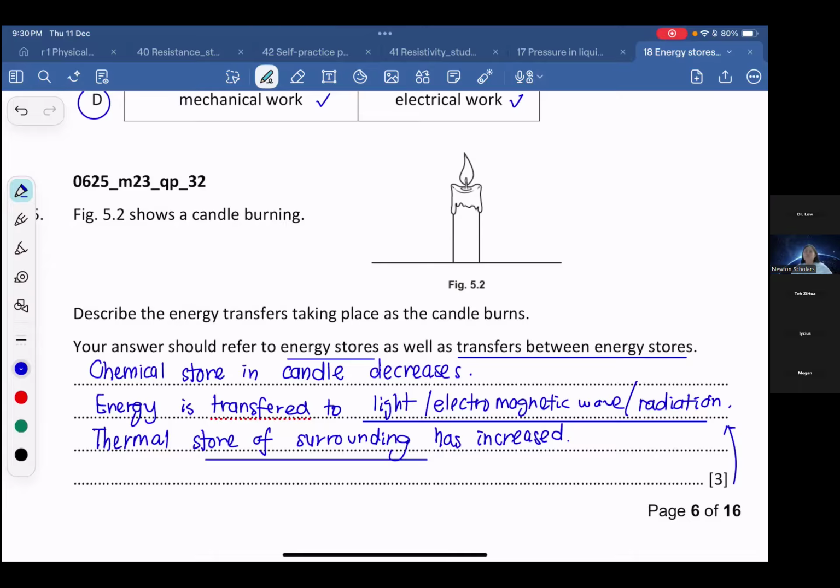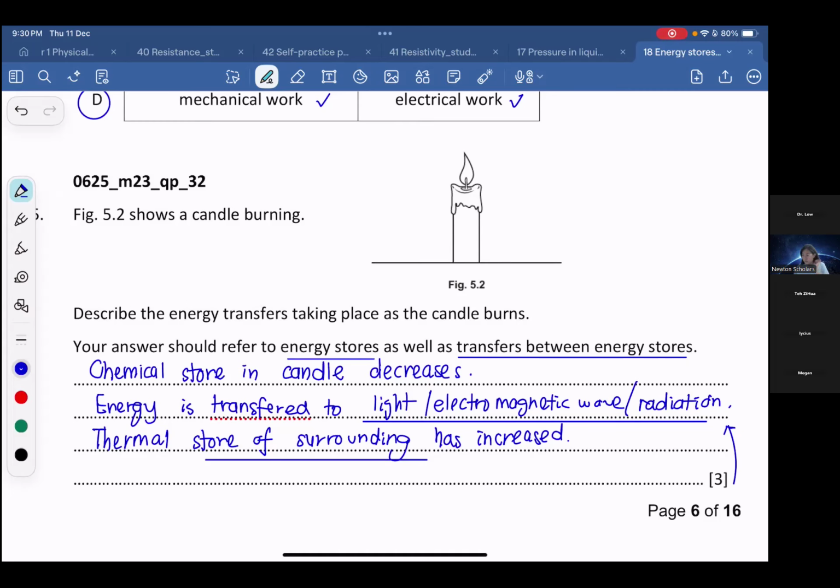In Year 10, in the wave chapter, we will learn about electromagnetic waves. Inside the electromagnetic wave family, there are 7 members. One of them is light. Starting from radio, microwave, infrared ray, then visible light ray, ultraviolet ray, X-ray, and then gamma ray. There are 7 members, and visible light is one of them.